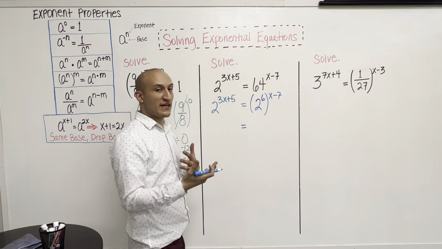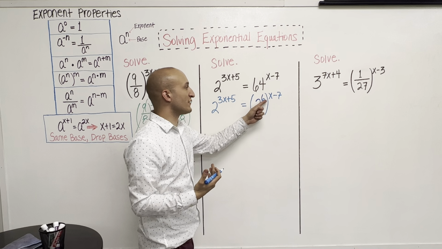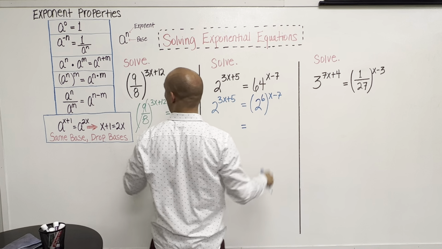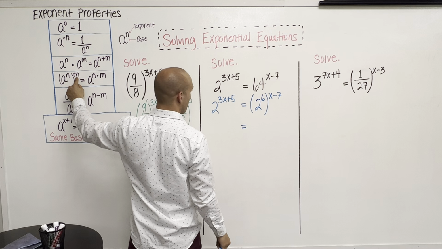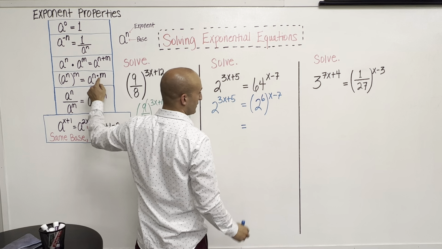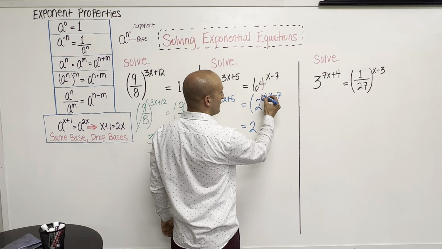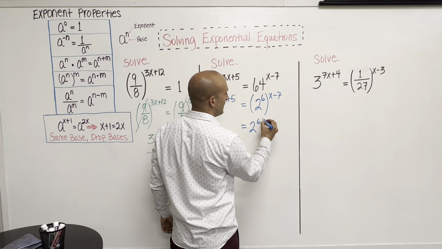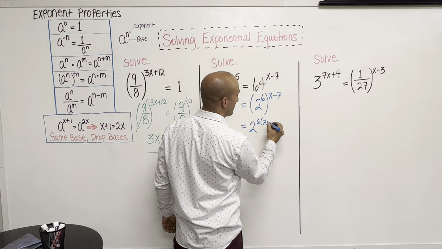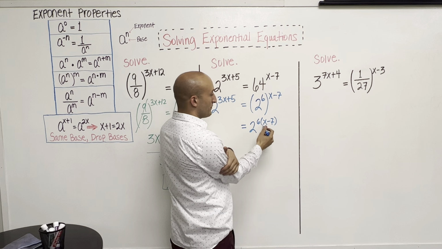But before I drop the base, I like to apply this property here first. So this is power to power. What do we do with the exponents? We multiply. So that is going to be 6 times that exponent, which is x minus 7. So it's got to multiply all of it, x and negative 7, right?